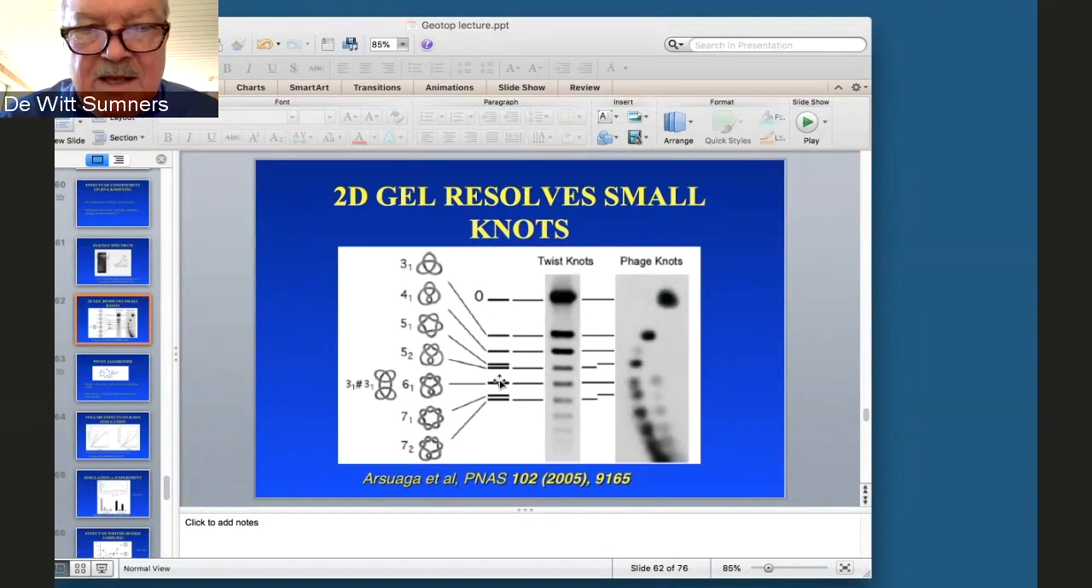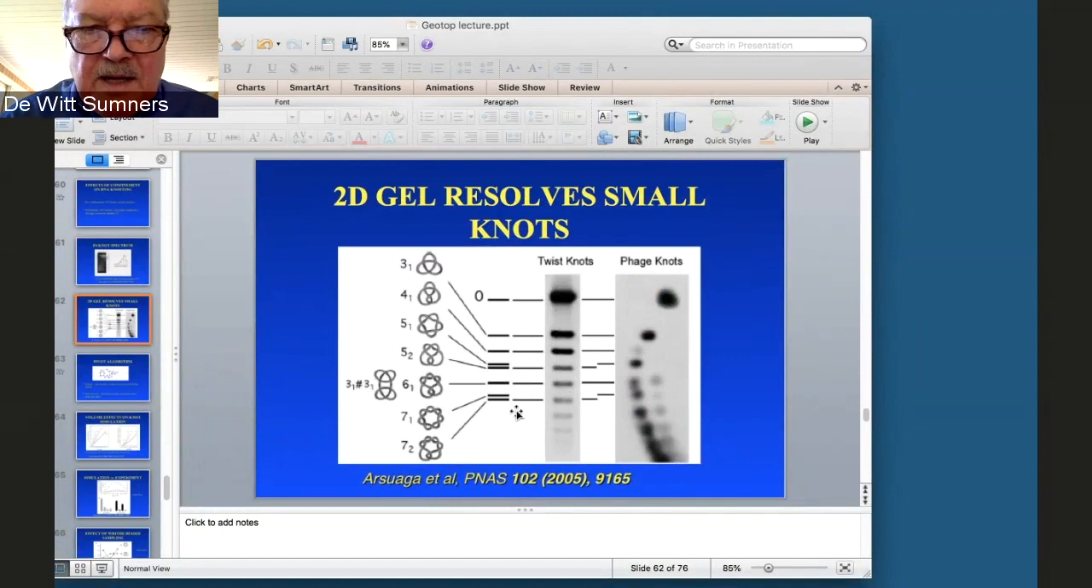So, okay. But you have this torus knot structure, and here you see for the first time possible composite knots. This is a prime 6 crossing twist knot, and there's either the square or the granny knot. And the two-dimensional gel separates the 6 crossing band into 2 bits, and we believe the bit on the right corresponds to the composite knots.